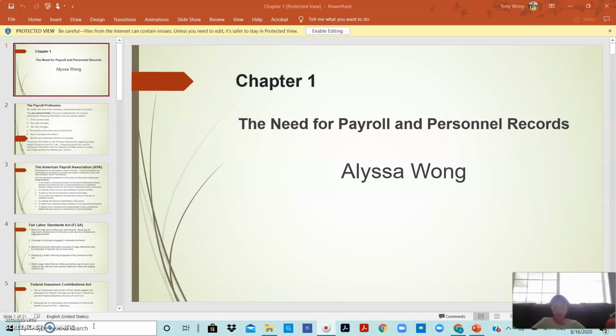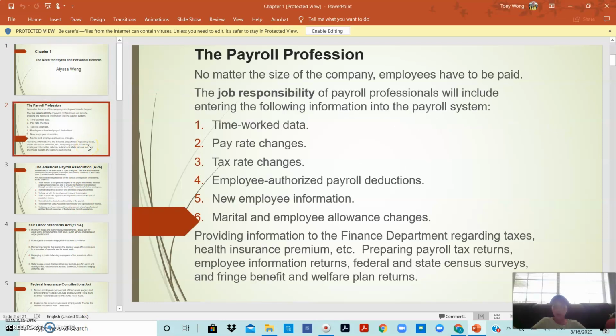Let's start with Chapter 1, the need for payroll and personnel record. As a payroll accountant, you are responsible for any time worked, the employee work, and pay rate changes and tax rate changes. And you're responsible also for the employee authorized payroll deductions, such as 401k plan deduction and their marital status and employee allowance changes.